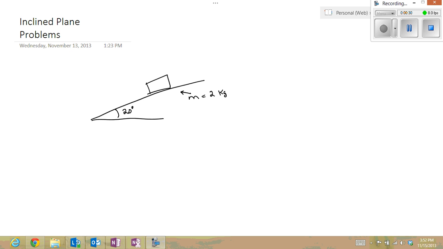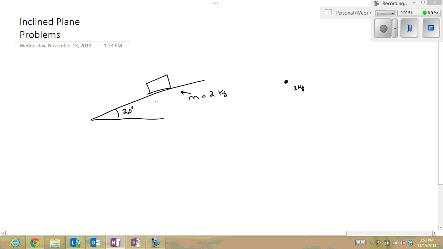The main thing here is to draw the free body diagram for the block on the plane. This is similar to other free body diagram problems that we've done. You begin by representing the mass by a dot. So here we have our 2 kilogram mass. And I need to figure out what all the forces are that are acting on that object.